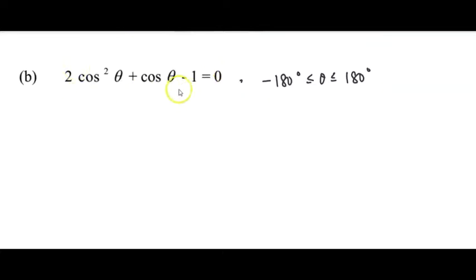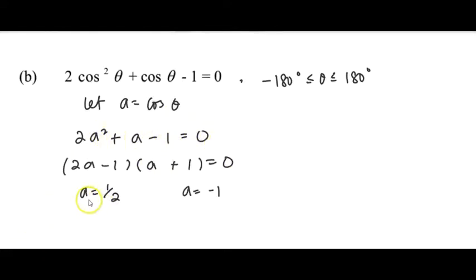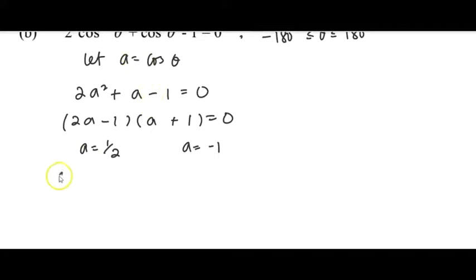This question is similar to the question just now. It's in quadratic form, and we're going to solve for theta in the range negative 180 to 180 degrees. Again, I'm going to let a represent cos theta. So I got 2a squared plus a minus 1 equals 0. Then we factorize and solve it. We have a equals 1 over 2 and a equals negative 1. Now I'm going to replace a back with cos theta. So I got cos theta equals 1 over 2 and cos theta equals negative 1.